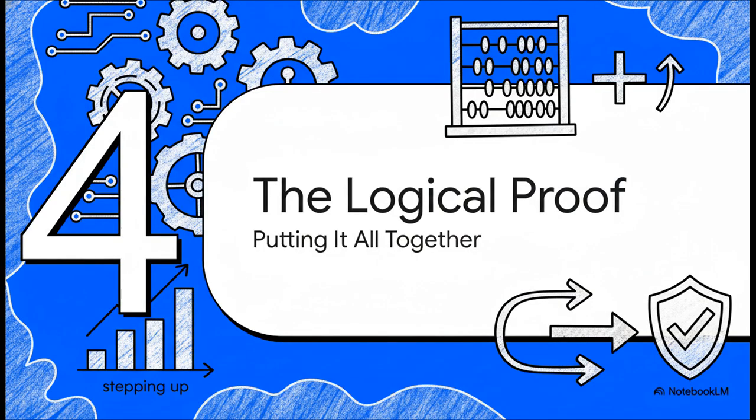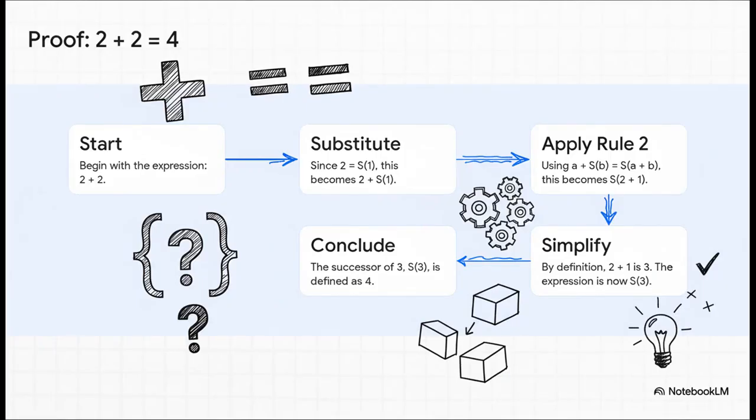All right, this is it, the moment of truth. We've got our definitions for numbers, and we've got our rules for addition. Now we can finally put it all together and build the logical proof, step by step. So let's walk through it. We start with 2 plus 2. First, we'll swap out the second 2 with its official definition, the successor of 1, or S of 1. Now we have 2 plus S of 1. Hey, that looks exactly like our rule 2. So we apply the rule, which lets us transform it into S of (2 plus 1).